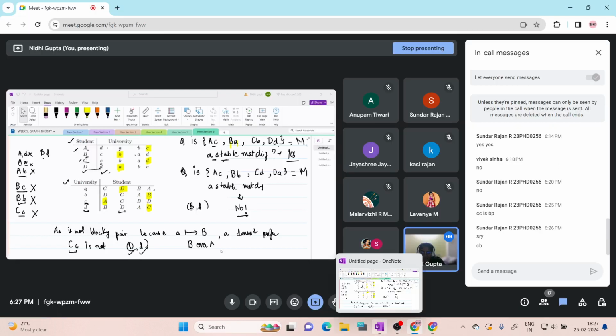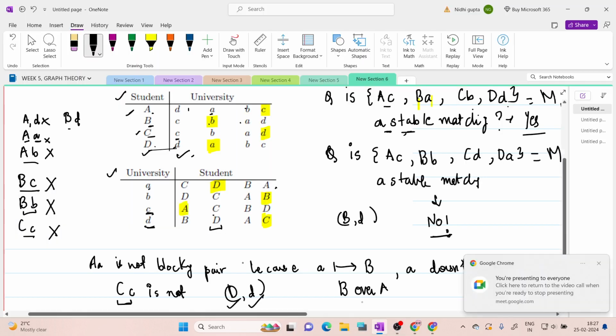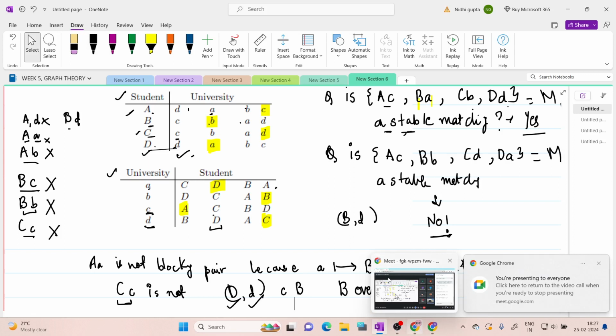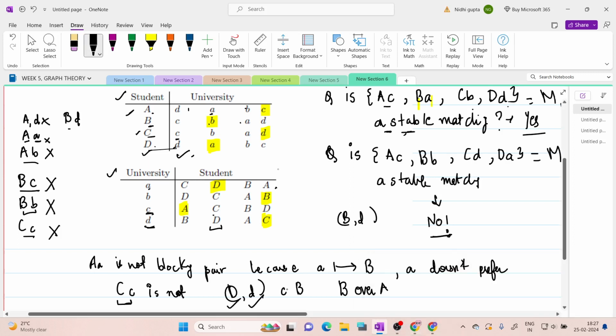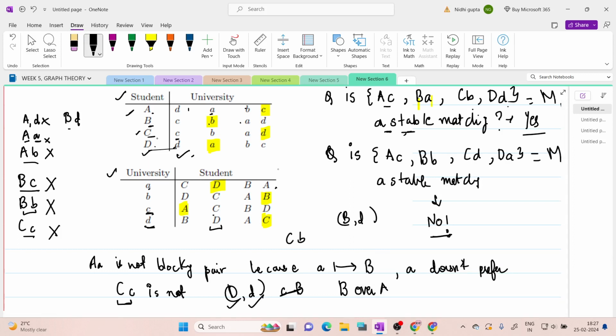And there is one more. There's one more thing in comments. Sundar is saying CB, capital C, little b. Is capital C, little b a blocking pair? What do you think? Is capital C, little b a blocking pair?